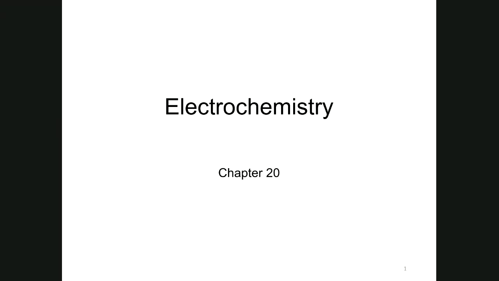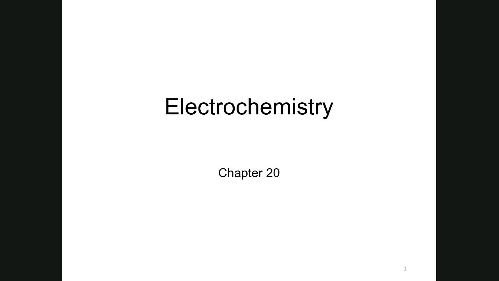Welcome to our discussion on Chapter 20, where we're going to be looking at electrochemistry. Electrochemistry really is just looking at the transfer of electrons in chemical reactions, and hopefully that sounds somewhat familiar to you, because that is a redox reaction. And redox, remember, is just the shorthand way of saying a reduction and an oxidation reaction.